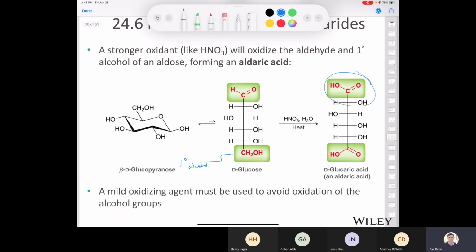Remember, an aldonic acid was when you only had it at the top, but when you oxidize both of them, you get an aldaric acid. So again, we don't want to use something like Jones reagent or something like that, because that's going to oxidize everything. And so nitric acid, water, and we cook that up and we can produce an aldaric acid.